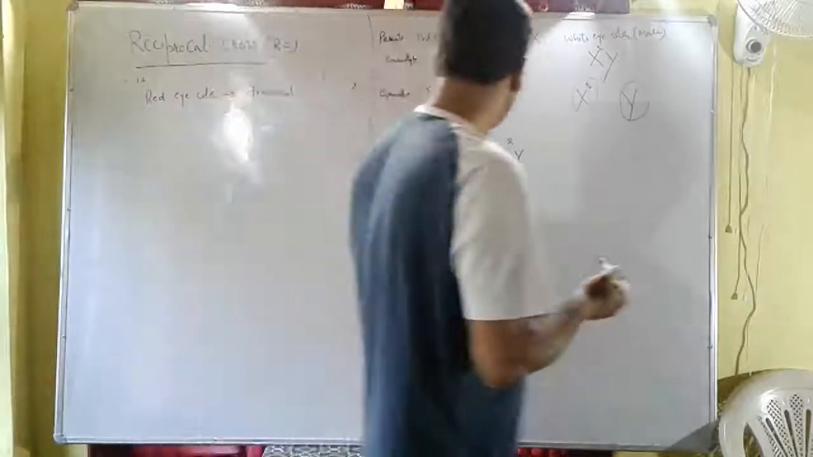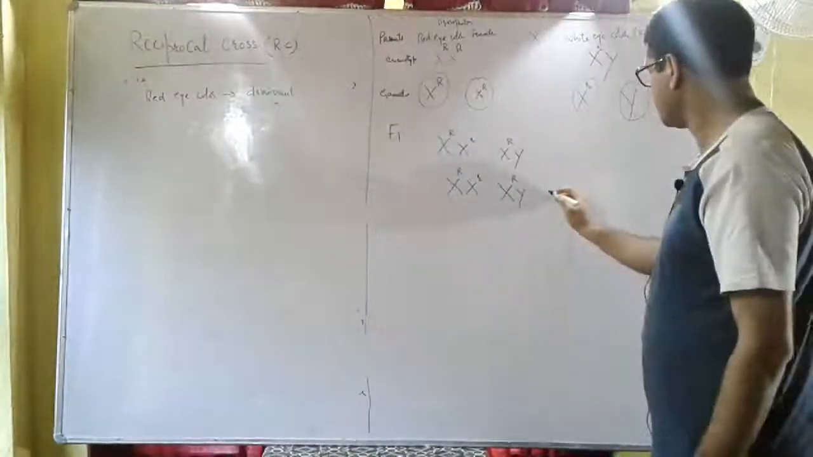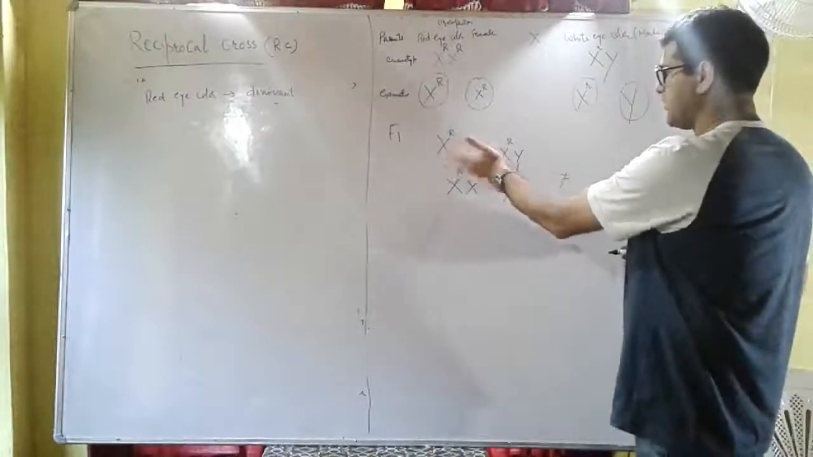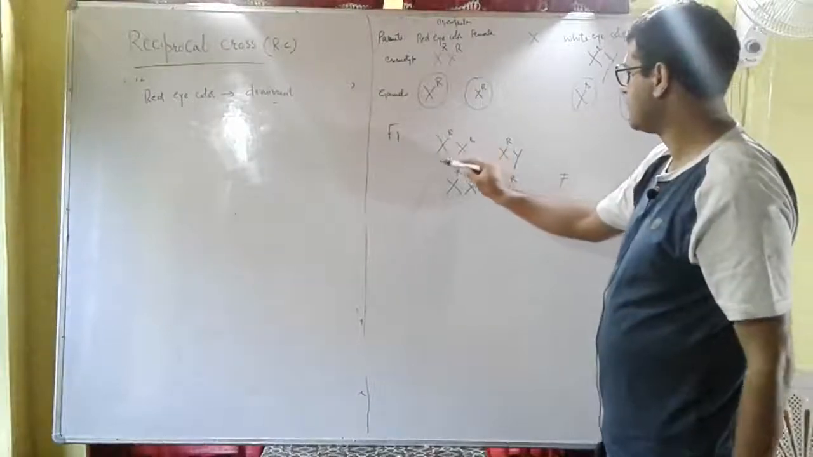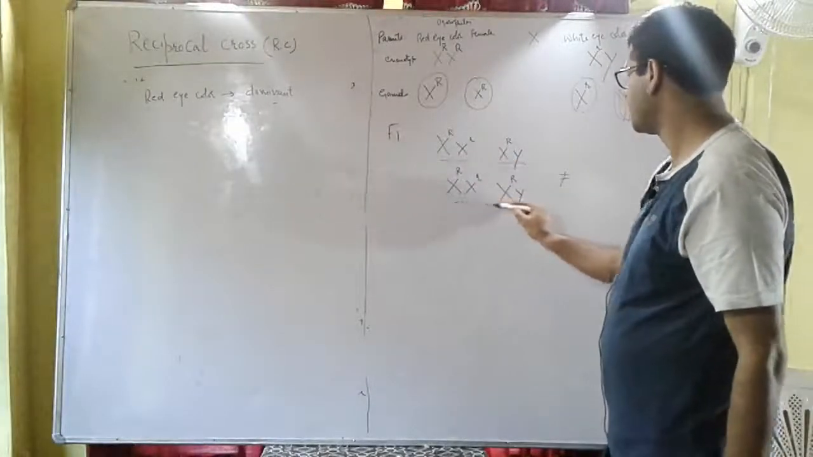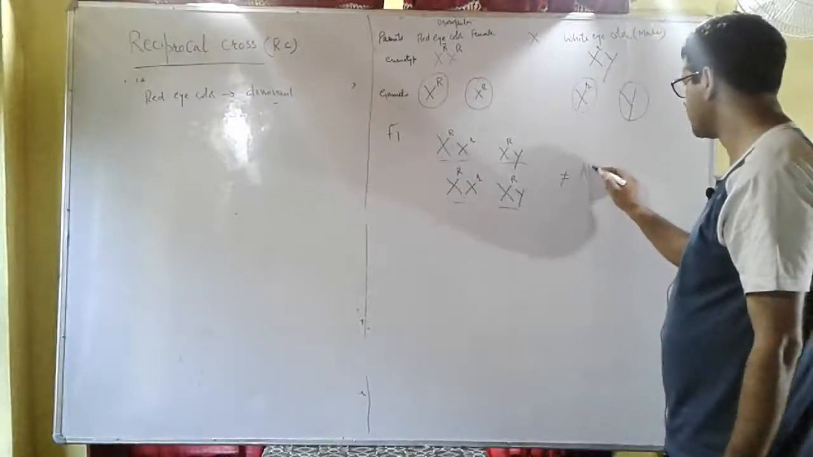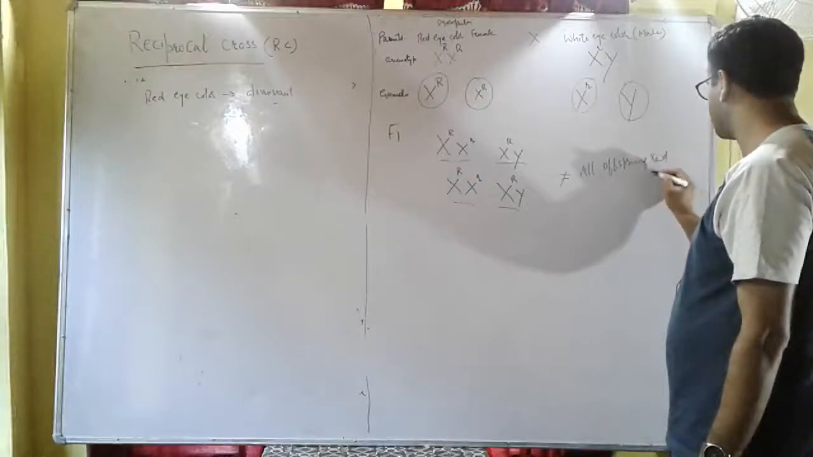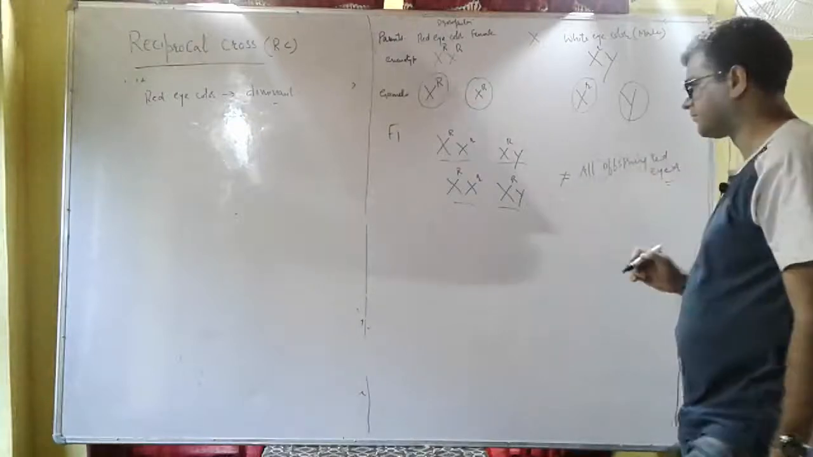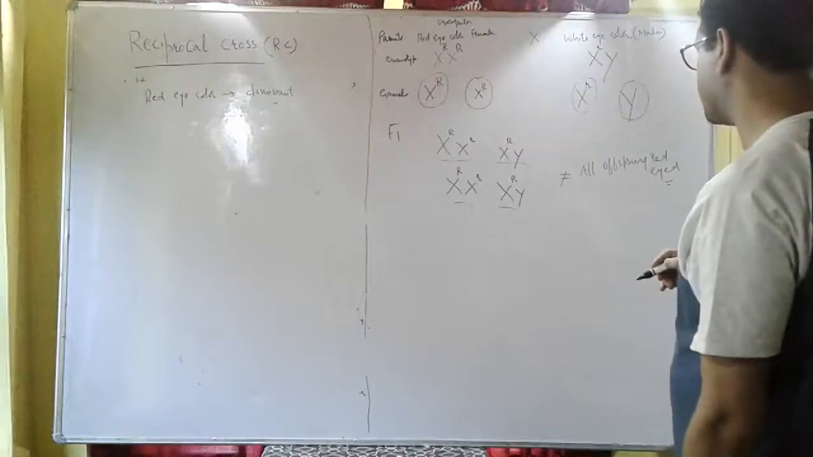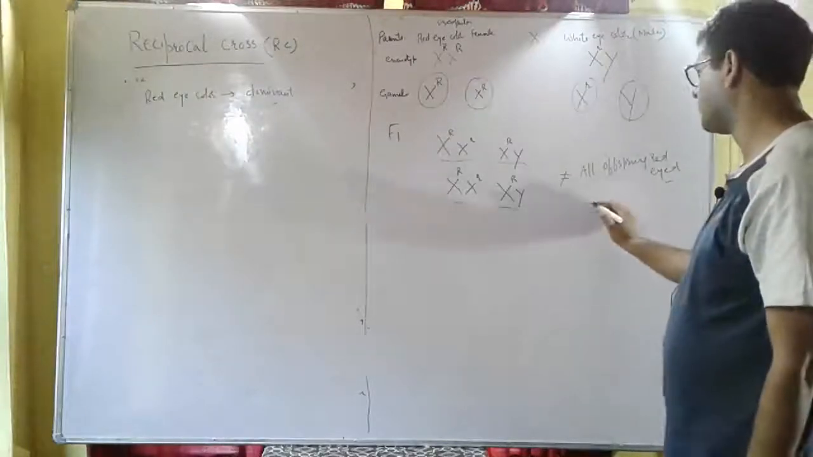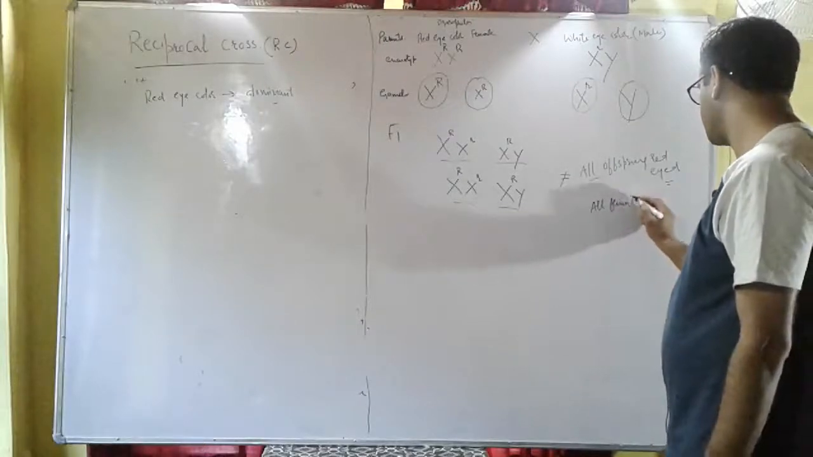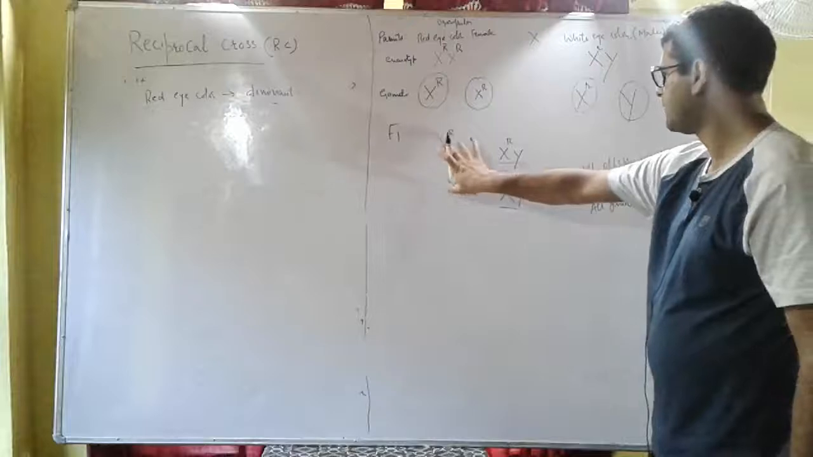So the result here is that all offsprings are red-eyed. This is a red-eyed individual. All offsprings are red-eyed. That means we can say that all females, this is female, are red-eyed.